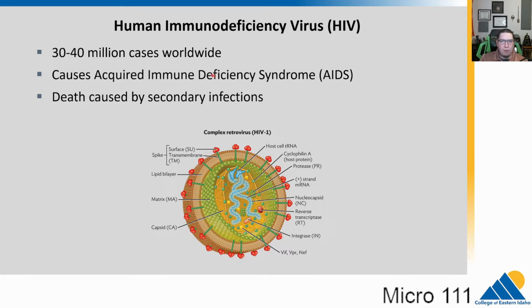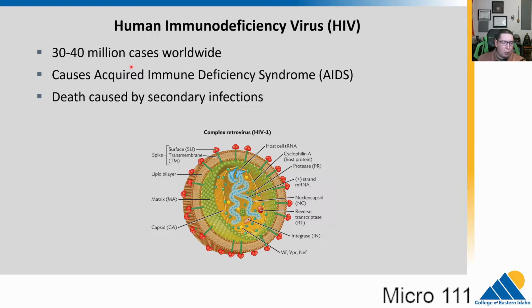Okay, let's talk about HIV/AIDS. So HIV, human immunodeficiency virus, we have about 30 to 40 million cases worldwide. HIV infection leads to the disease acquired immune deficiency syndrome, which leads to a reduction in the immune system, as the name says, and death from this actually is caused by secondary infections. So you might be surprised, but in the United States, we've only actually had 700,000 deaths since the beginning of, I guess, what we call the global pandemic of HIV.